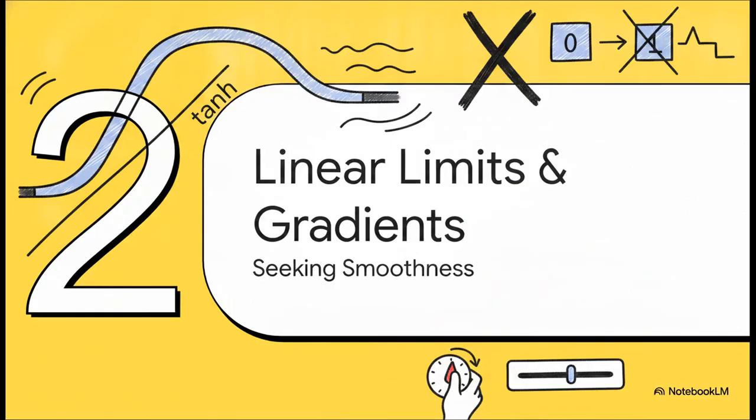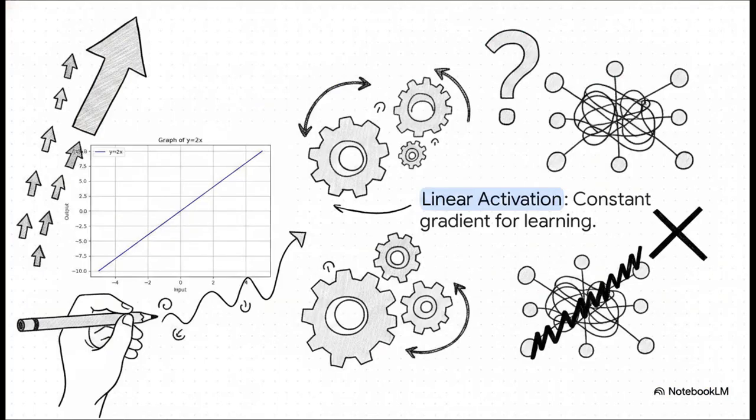Which brings us to section 2, linear limits and vanishing gradients. Engineers quickly realized they needed something smoother. We needed analog values, not just a binary yes or no. So enter the simple linear activation function. As the input goes up, the output goes up right along with it, proportionally. This gives us a constant gradient, which is awesome because it means backpropagation can actually do its job, the network can adjust.